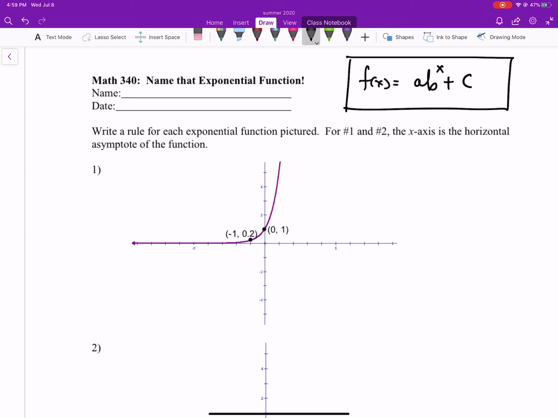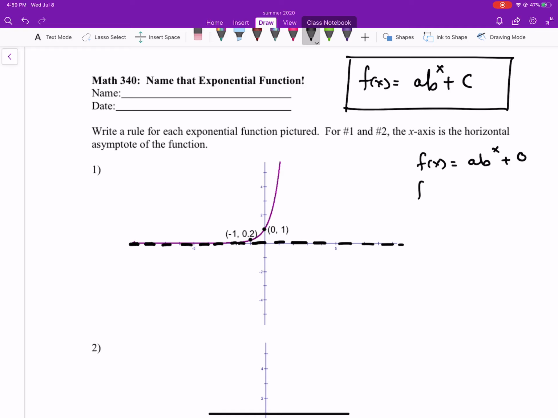In question 1, I can clearly see that I have a horizontal asymptote at 0. So for me to solve this problem, I can clearly see that I have a b to the x plus 0, so I'm really considering just a b to the x. Now they've given me 2 points on that curve, and there are 2 variables that I need to resolve. I need to know what a is and what b is. So you have enough information to help you figure out what this function would be.